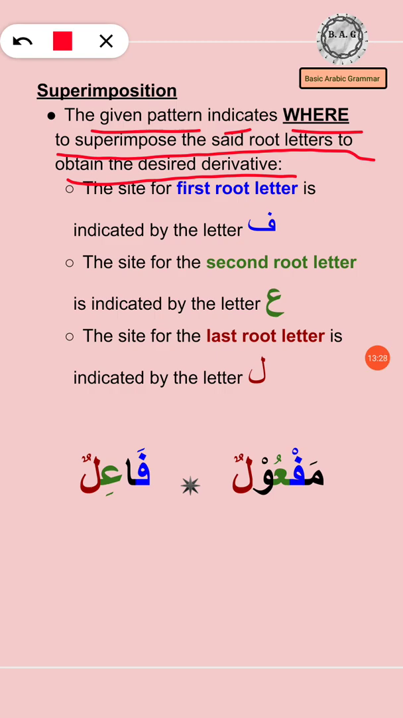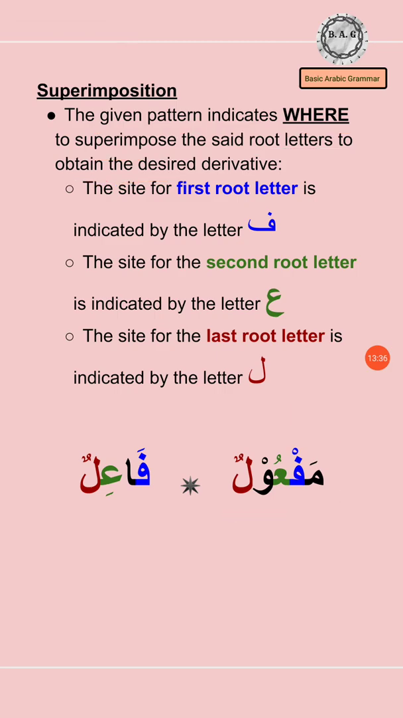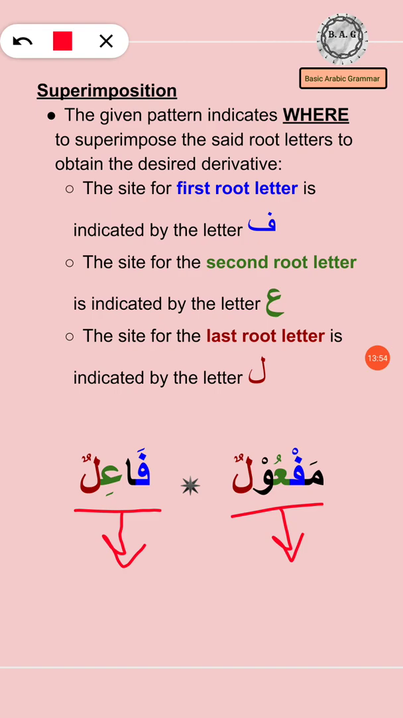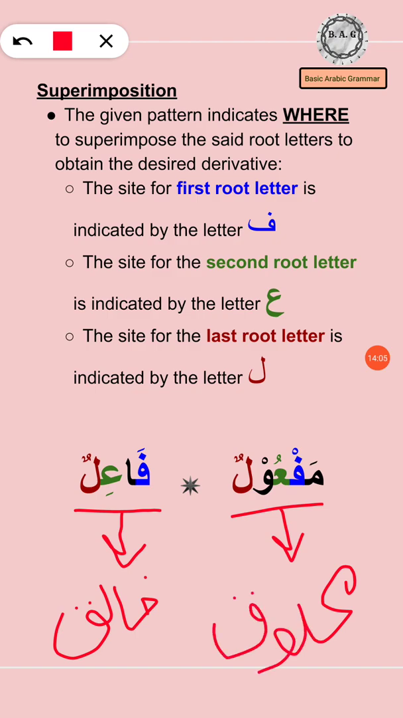So where are we? Okay, maf'ulun, for example. I gave two patterns here, maf'ulun and fa'ilun. By the way, maf'ulun is the pattern for the object, or something that receives the action, and fa'ilun is the doer of the action. So if I say khaliqun, it is the one who creates. Makhluqun is the one that is created.